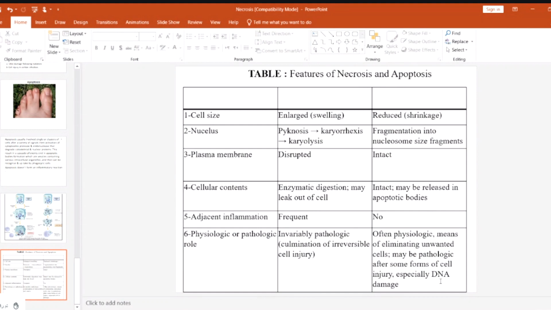One more note: the next lecture will be, inshallah, about intracellular accumulation or intracellular deposition. Inshallah Ahmed will upload the lecture for your site.